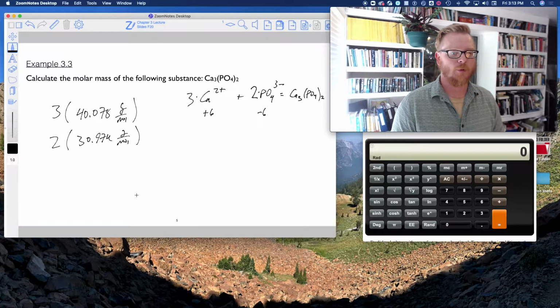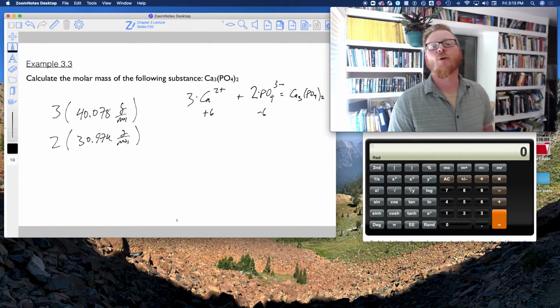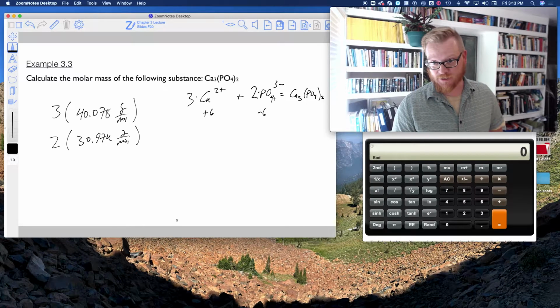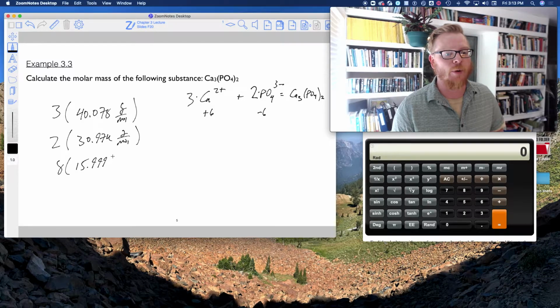grams per mole. Okay, but now for every 1 phosphate, I have 4 oxygens, which means for every 2 phosphates, I need 8 oxygens. 2 times 4 gives me 8, or even I could distribute it there. 2 times 4 gives me 8 oxygens. So that's now 8 oxygens, and the average mass of oxygen is 15.999 grams per mole.